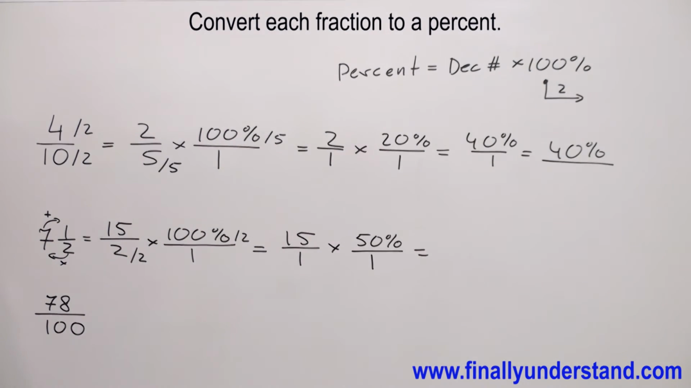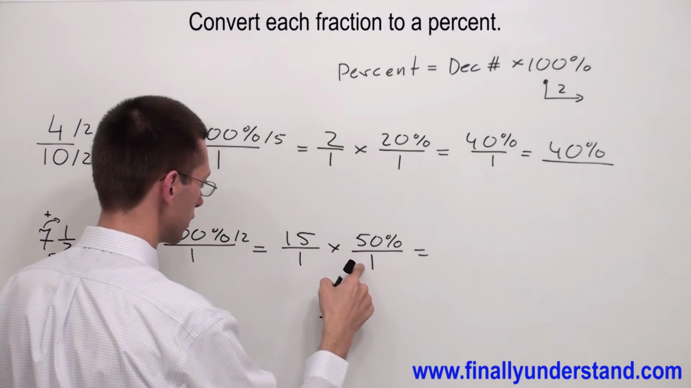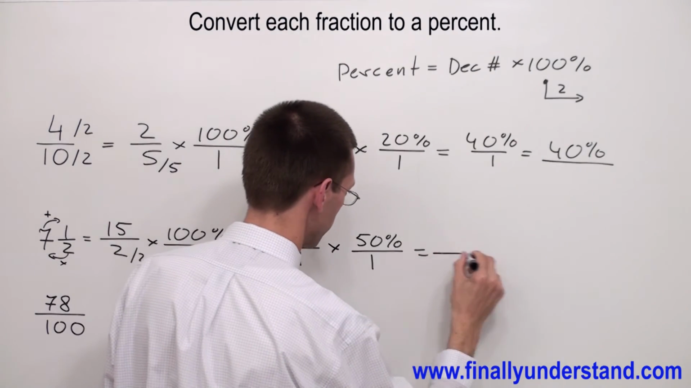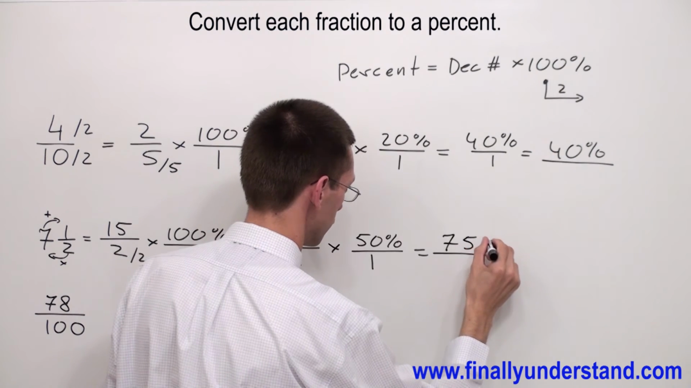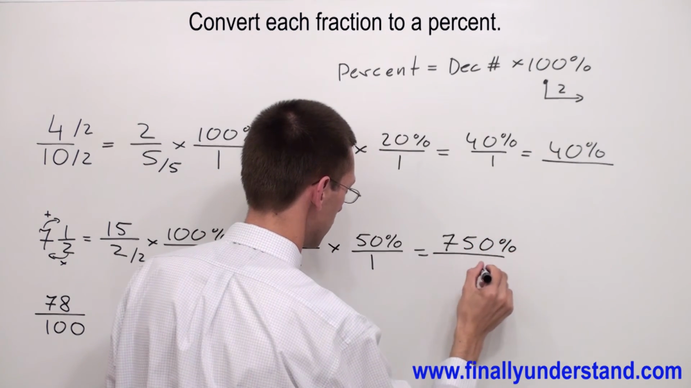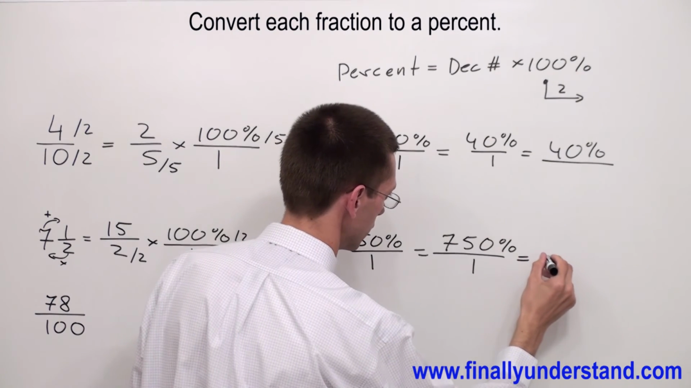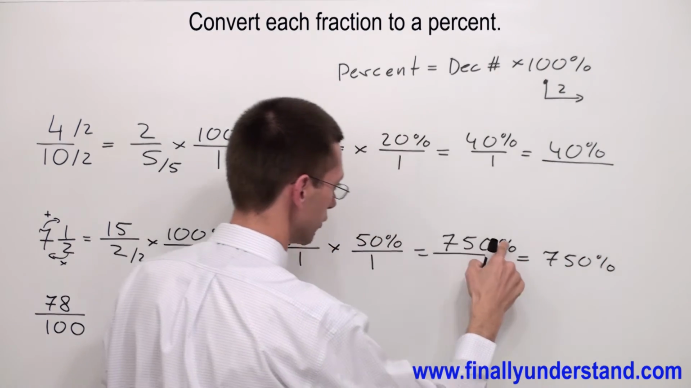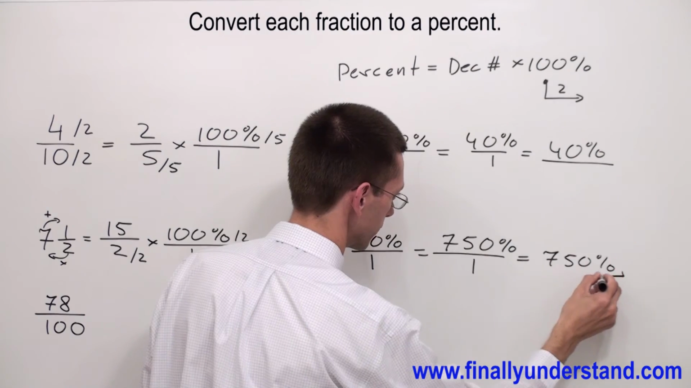Anytime I multiply fractions, I have to multiply numerator by numerator and denominator by the denominator. 15 times 50% is equal to 750% over 1. Okay, so the answer is 750%, because 750% divided by 1 is equal to 750%.